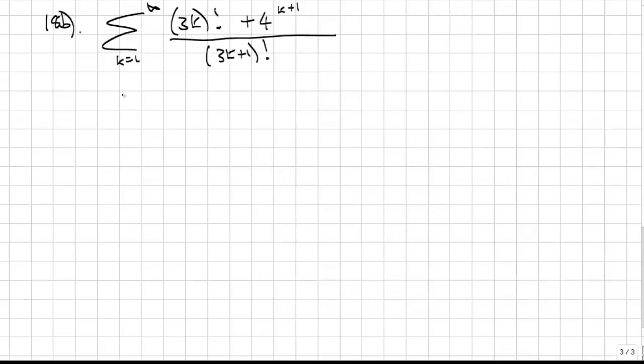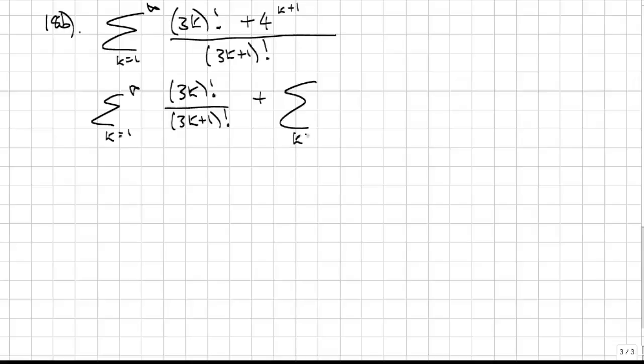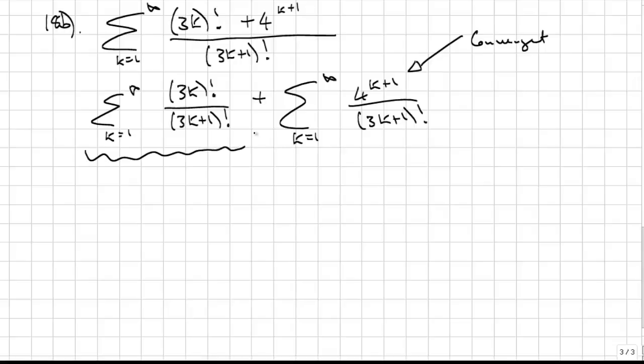Okay, for part B, what we'll do is we'll break this up into two separate fractions. The first one being 3k factorial over (3k plus 1) factorial plus the summation from k equals 1 to infinity of what we've actually just dealt with in the first part. So straight away we can say that this part at least is convergent, and the question is what will happen here. My immediate suspicion is it looks like it's going to be divergent. Let's see.